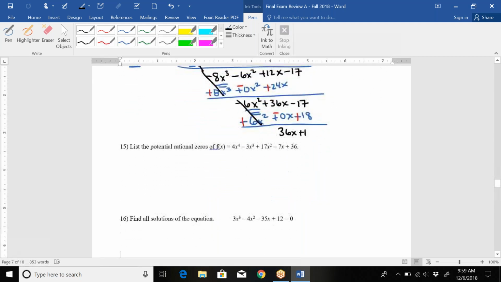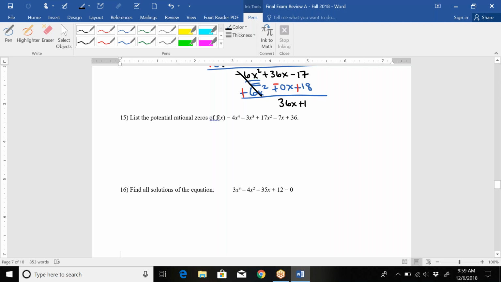Okay, for number 15, you're listing the potential rational zeros of a function. That is a list of possible zeros. It doesn't mean that they all are. In fact, sometimes none of them are. Say you could have a polynomial that all the answers are imaginary. So this is only just a possibility list, and there's a specific way we find it.